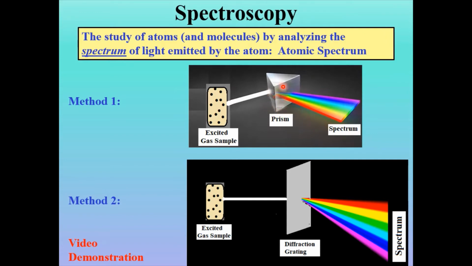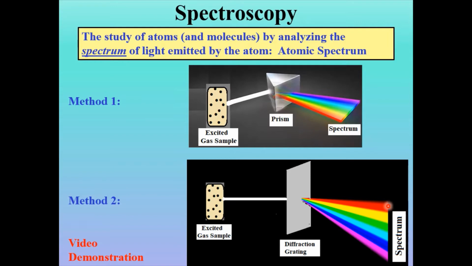Now, the prism is usually not used, but it's easy to visualize what's going on there. More often, the second method is used, where instead of a prism, the only difference here is the light from our excited sample of gas is sent through something called a diffraction grating. And this will be explained in the video we're going to watch. But basically the diffraction grating acts just like a prism, and its job is to separate the light into the various colors that comprise the light coming out of the gas. And again, this separation of colors is called the spectrum of the light.